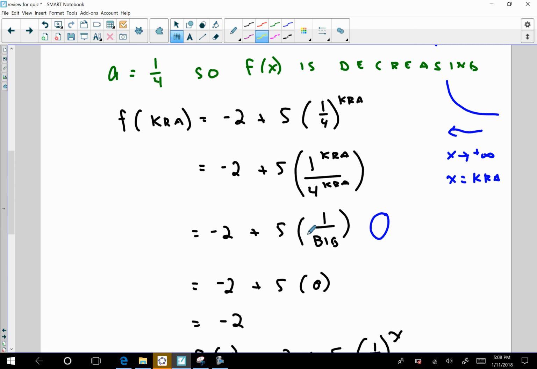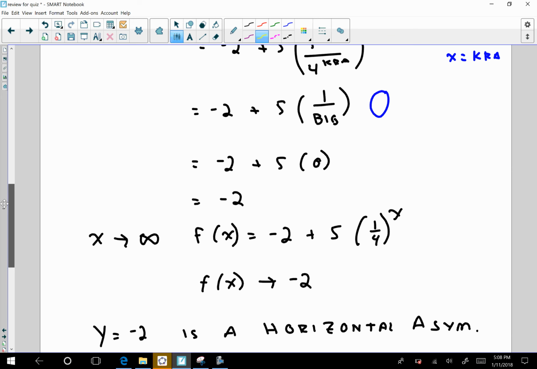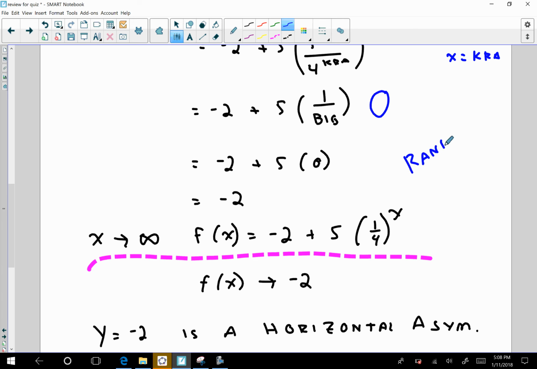What does that tell me? That tells me that as x goes to positive infinity, my function, which is negative 2 plus 5 times 1/4 to the x, goes to negative 2. And therefore, y equals negative 2 is a horizontal asymptote. And indeed, ladies and gentlemen, that's what I'm going to use to find the range of this function. This function will never go below negative 2. So I could also say that the range of this function is all y such that y is greater than negative 2.